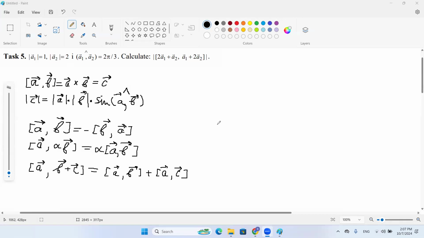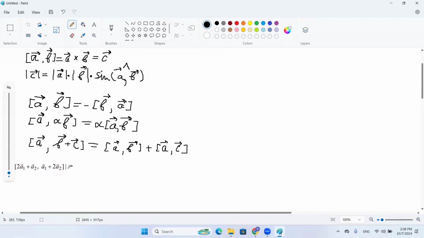Okay, let's continue. So, how to solve our task? So firstly, let's do it in this way. So we need to calculate it using the associative and distributive rule. And can I try? Yeah, go on. It will be 2 and multiplication vector a1 a1.